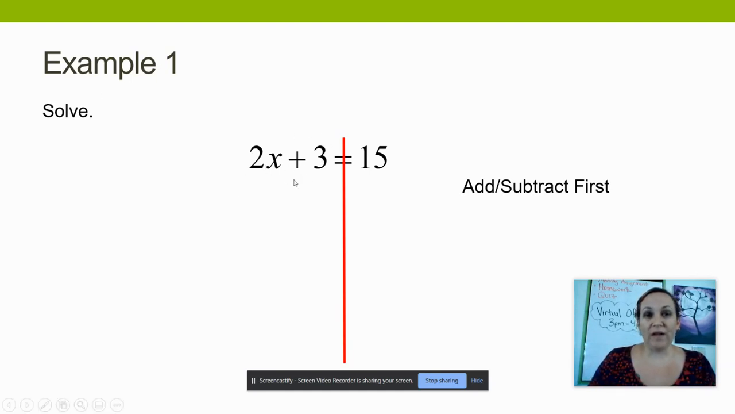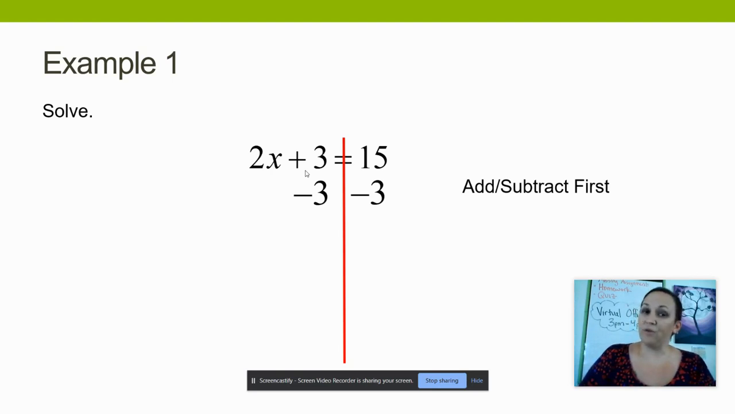With my letter X right now, I have a 2 that's right in front of it, and I have a 3 that is after it. The 2 that is right in front of it is being multiplied, and the 3 is being added. Between those two, I'm going to choose to move the plus 3 first. Just like yesterday, we'll be using an inverse operation. I'm going to be subtracting 3, once on the left side and once on the right side. So remember, once on each side of that red line that we drew.